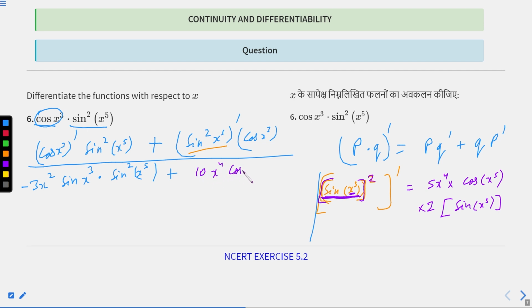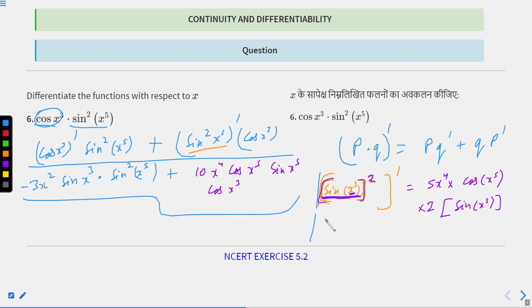So your answer for this will be 10x power 4 cos x power 5, multiplied with sine x power 5, multiplied with cos x cube. I hope I haven't made any mistake. Please verify and re-check my answer. So it will be 10x power 4 cos x5 sine x5, and cos x cube, minus 3x square. I think this will be correct. I hope you got the answer.